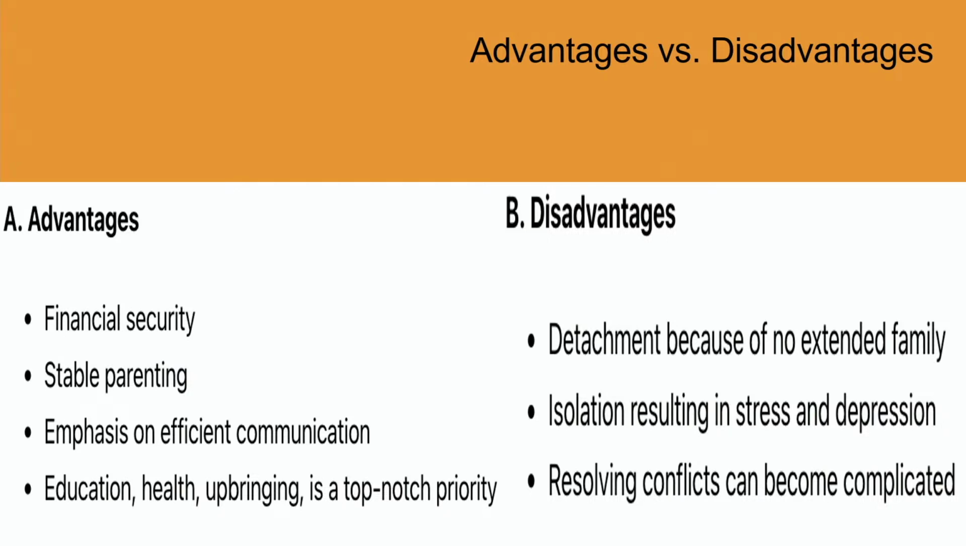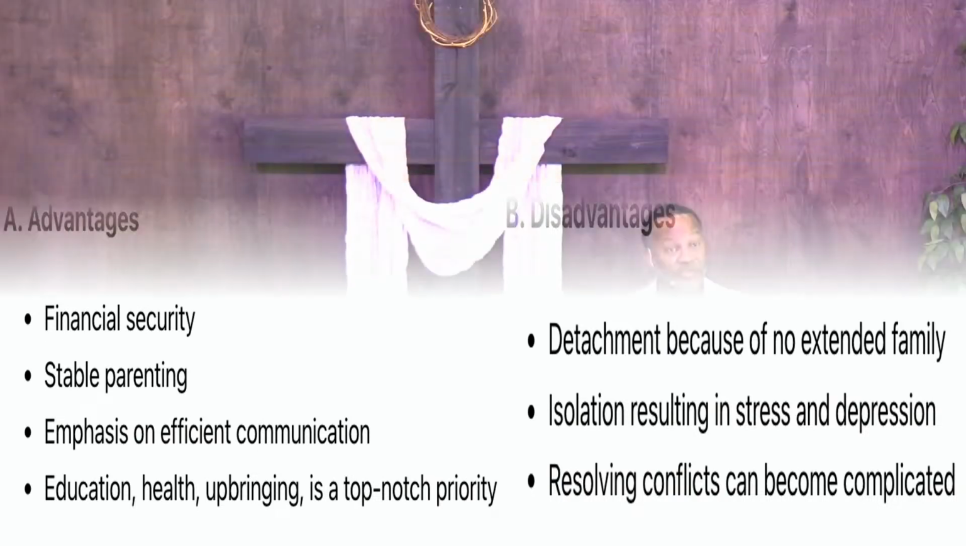Another advantage, education, health, upbringing is a top-notch priority. With both parents in the home, then as far as encouraging the child by way of education, it doesn't always have to be the 4-year colleges. It could maybe be the trade. It could maybe be becoming licensed or certified, even military. But you have that support system that's there.